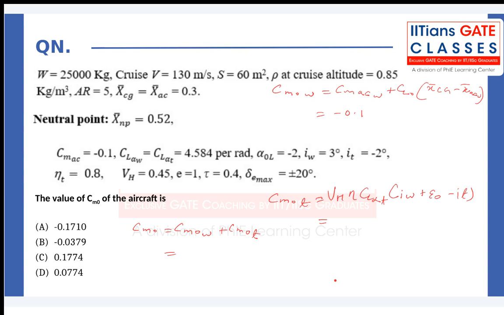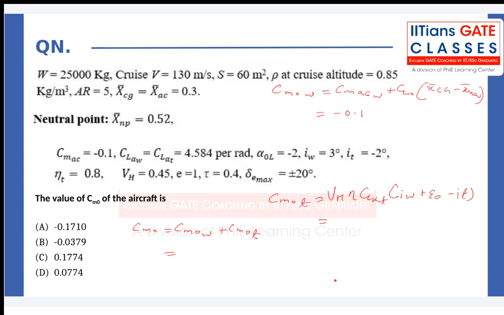Okay, Deepashri has given the final answer D. Can you tell me what your Cm naught tail value was? 0.1774. Yes, I have also gotten that value. Alvin, can you just recheck your calculations? I have also got 0.1774. Let's just do it here. You can just check where you made the mistake.